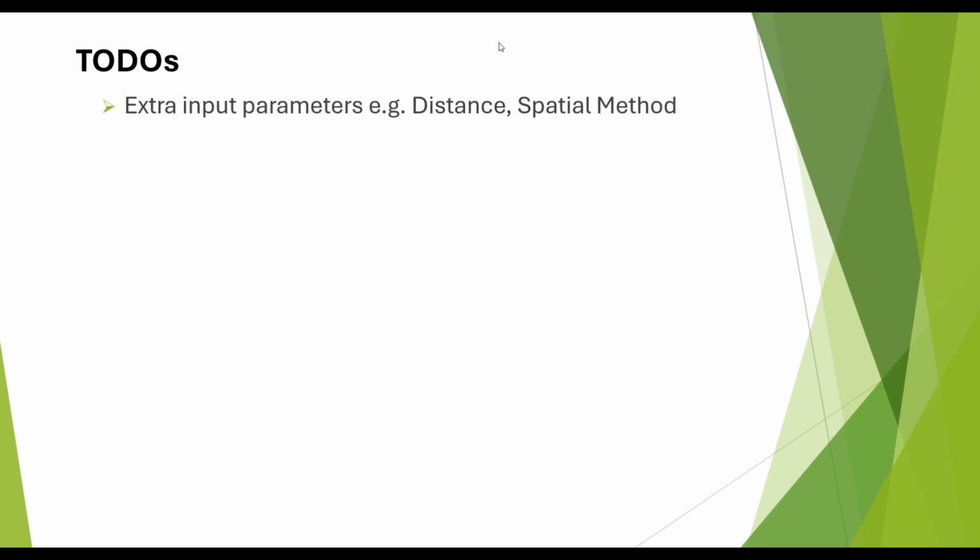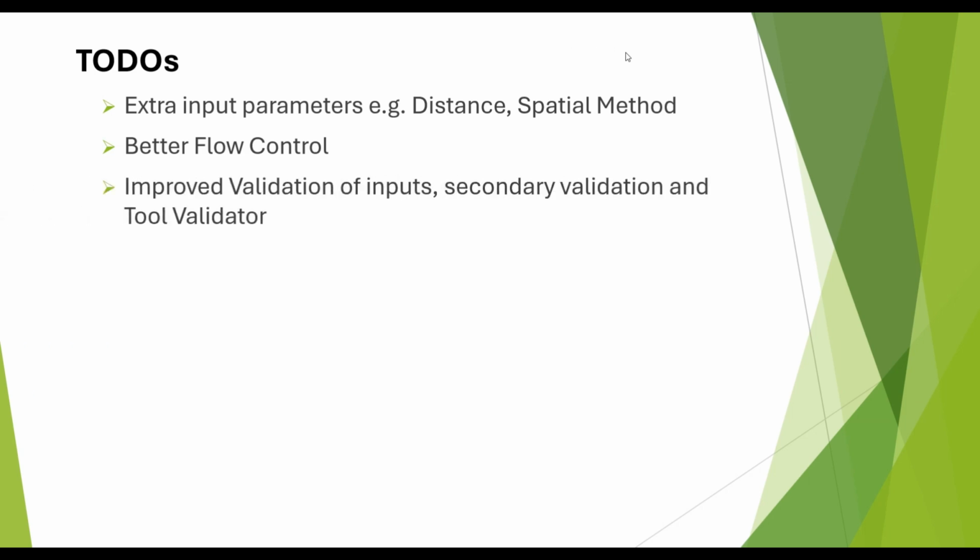So still to do really is, well, the script tool is still a bit naff, it's still half-baked. It needs extra input parameters. For instance, the distance is currently 5 kilometers hard-coded, and we've got a spatial method as intersect going into Arcpy there on select layer by location. It's hard-coded, that's not great. You want to expose as many parameters as possible to make your script tool versatile. It needs better flow control. And improved validation of inputs. I've done a little bit, but the secondary validation is still blank, and I haven't done the tool validator either, despite having mentioned it several times.